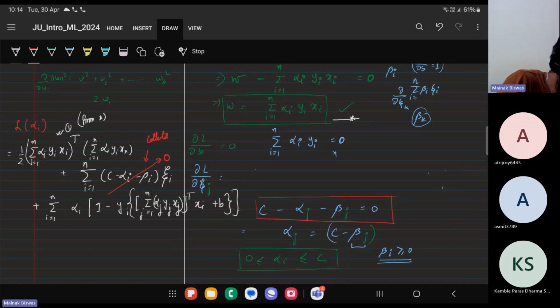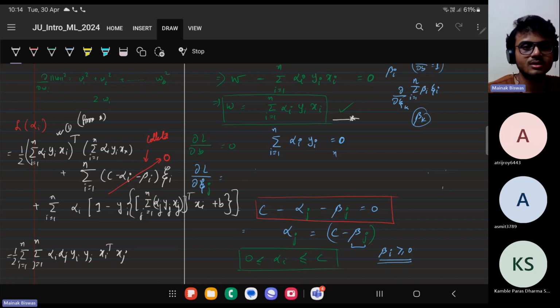So now in this term, what do you get? You get i equal to 1 to n, j equal to 1 to n, half alpha i alpha j yi yj xi transpose xj. This is what you'll get in the first sum. I'm just writing the summations together and the terms together. I can do that because it's all combinations. Correct?